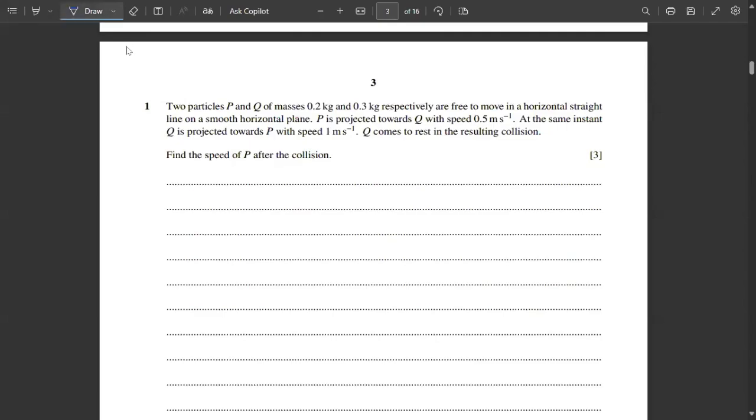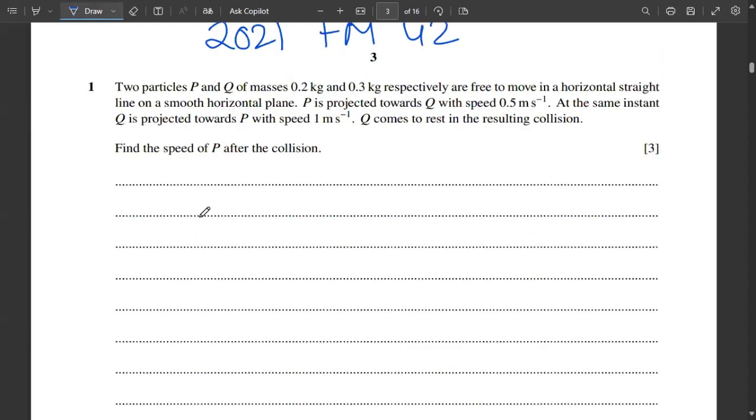Today we are solving 2021 Feb-March paper 42. Let's start with question 1. Two particles P and Q of masses 0.2 kg and 0.3 kg respectively are free to move in a horizontal straight line. Okay, let's start drawing the diagram.